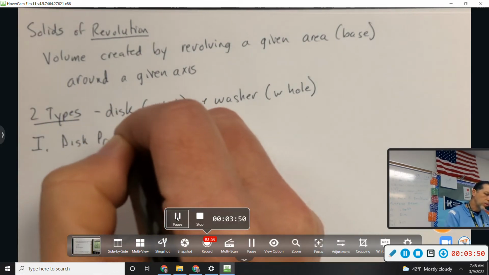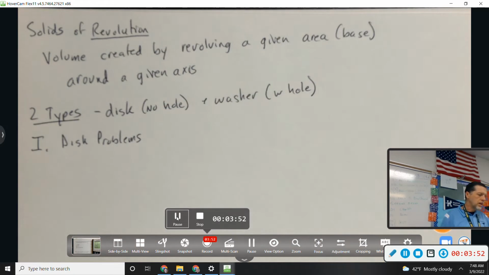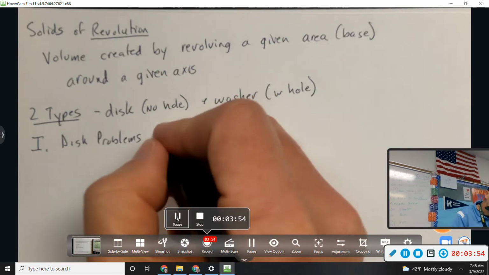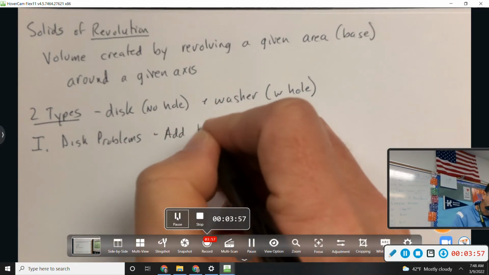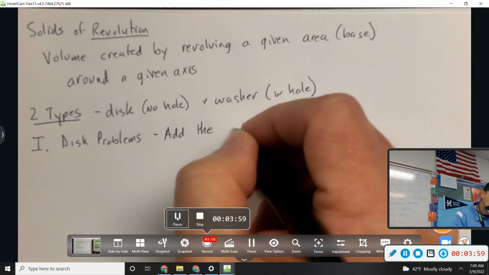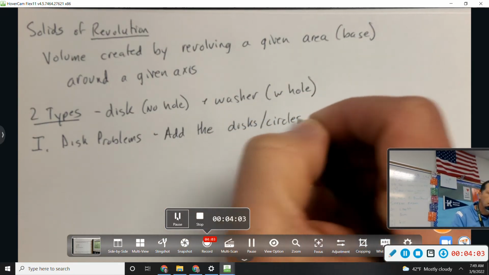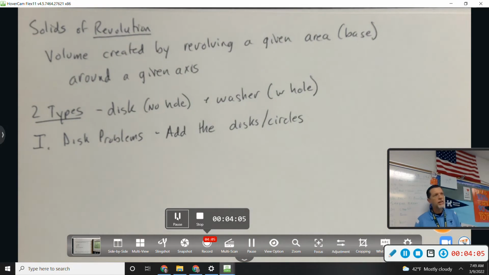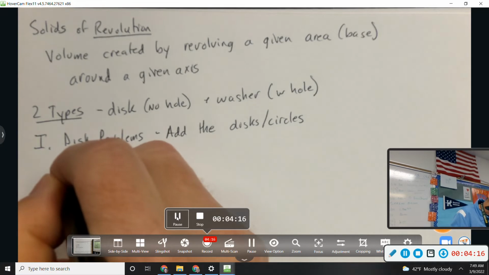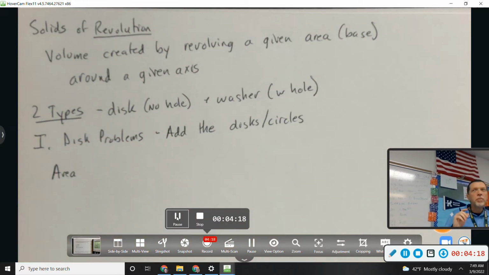So Roman numeral 1, disk problems. Not to make this sound too simple, but we're going to add the disks, or the circles. Like yesterday we added up the squares, then the triangles, then the semicircles. Today we're going to add up the circles. But building the volume is different than yesterday.